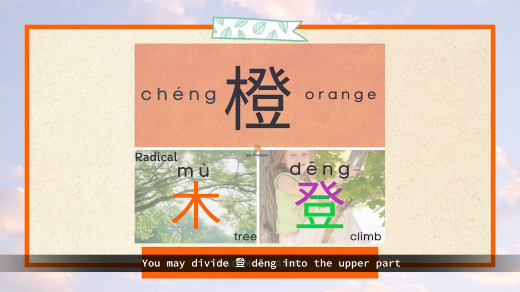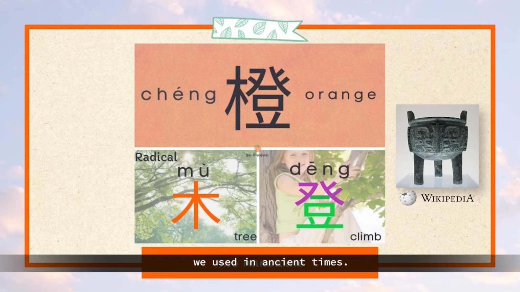You may divide 登 into the upper part, 癶, and the lower part, 豆. 癶 means footsteps or legs. Footsteps relate to 登. 豆 is beans in general. It can also be a ritual vessel we used in ancient times.